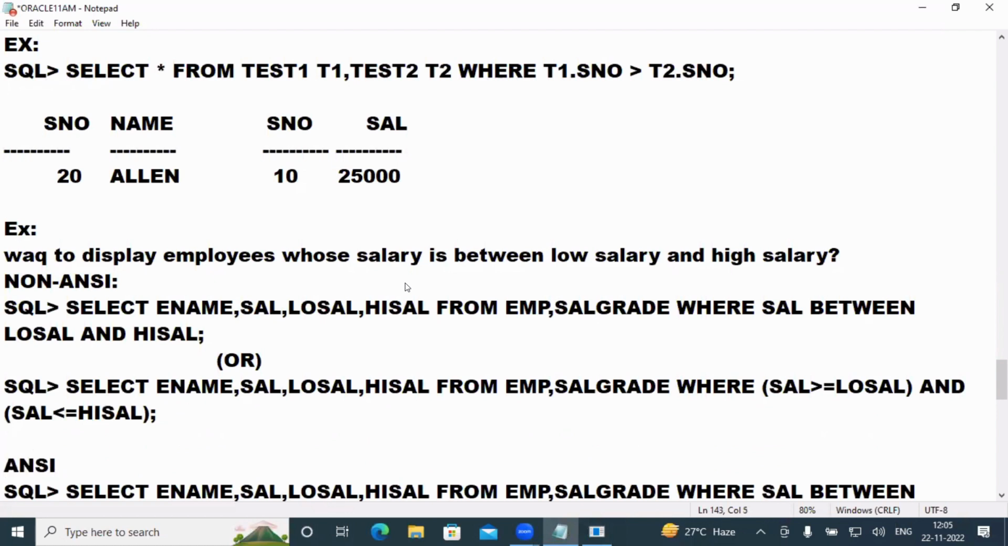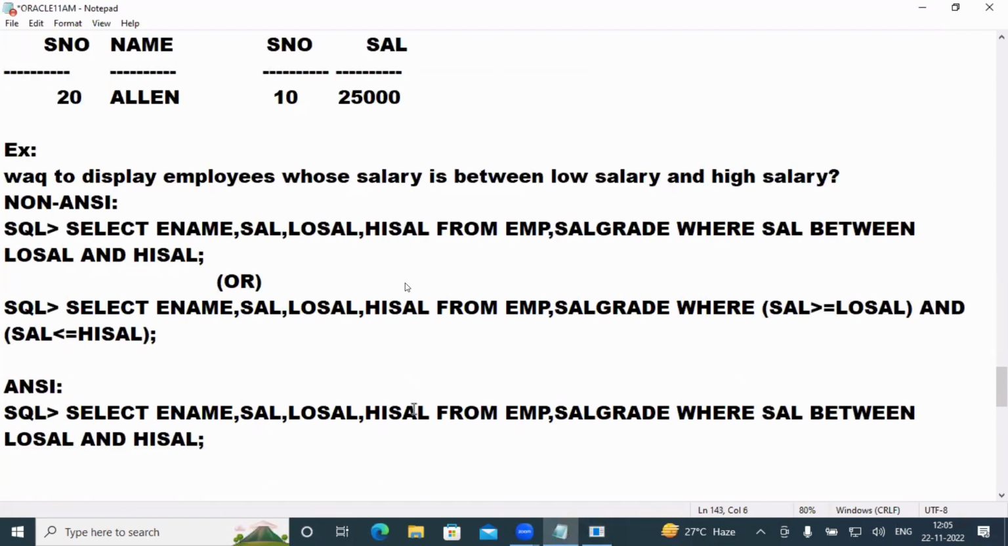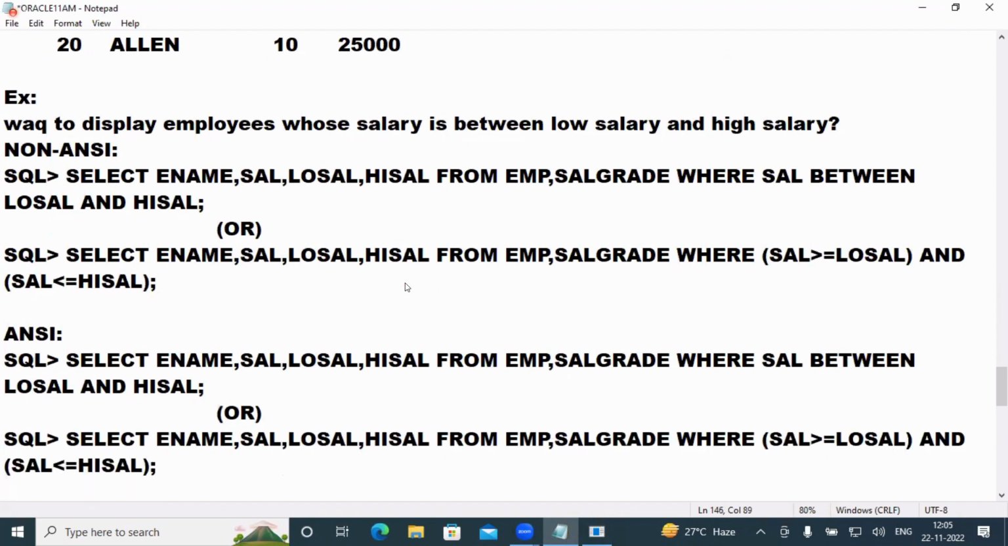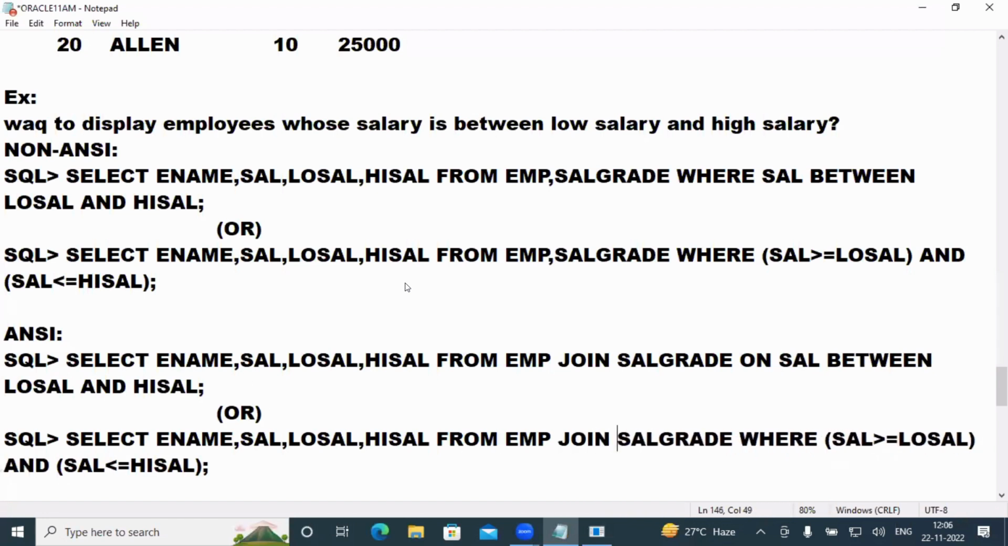Coming to ANSI. If you want to write ANSI, then you can write like this. But in ANSI, what I'm saying here is I want to use a join key. In place of this ON, you can use a join key. In place of WHERE you can use ON. Okay, so these are what now?